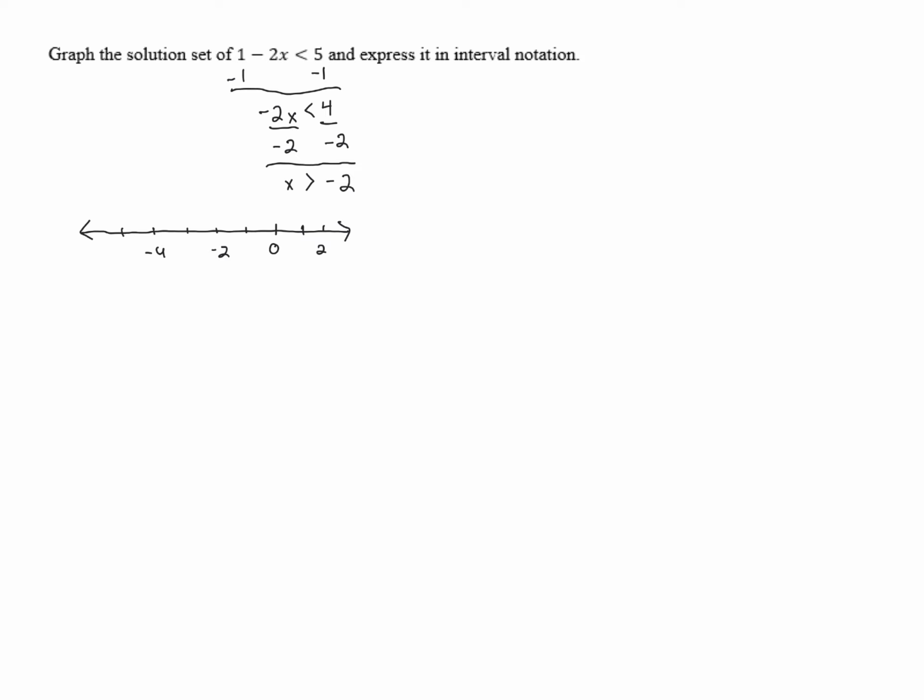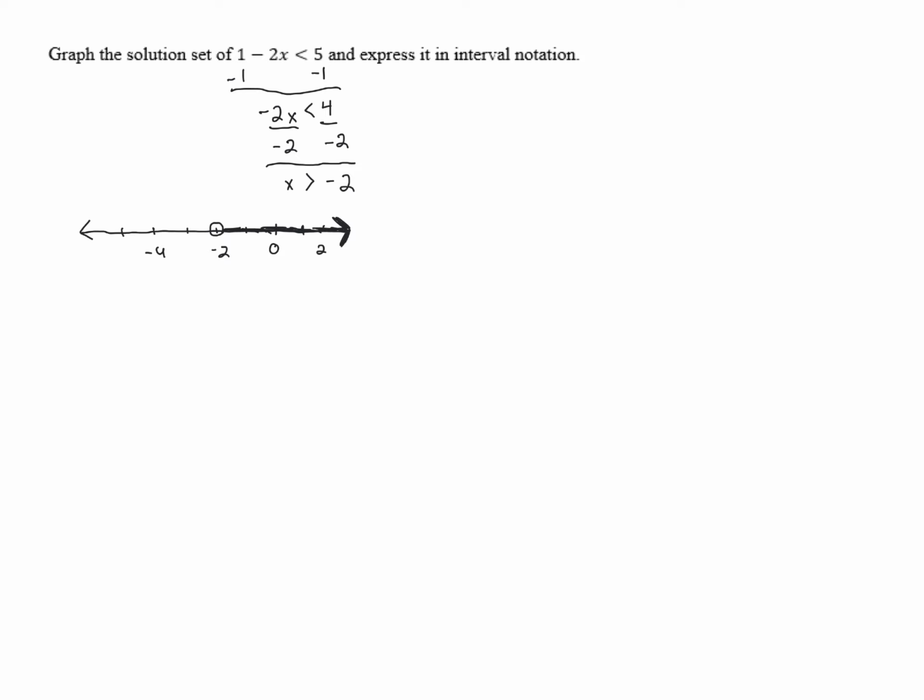Here I've drawn a number line for us, but I need to ask, what should our graph look like? Since x is not allowed to be equal to negative 2, that tells us we'll have an open circle at negative 2. And since x is bigger than negative 2, that tells us we need to shade to the right, because that's where the numbers that are larger than negative 2 lie. So our graph consists of an open circle at negative 2 and then shaded to the right.